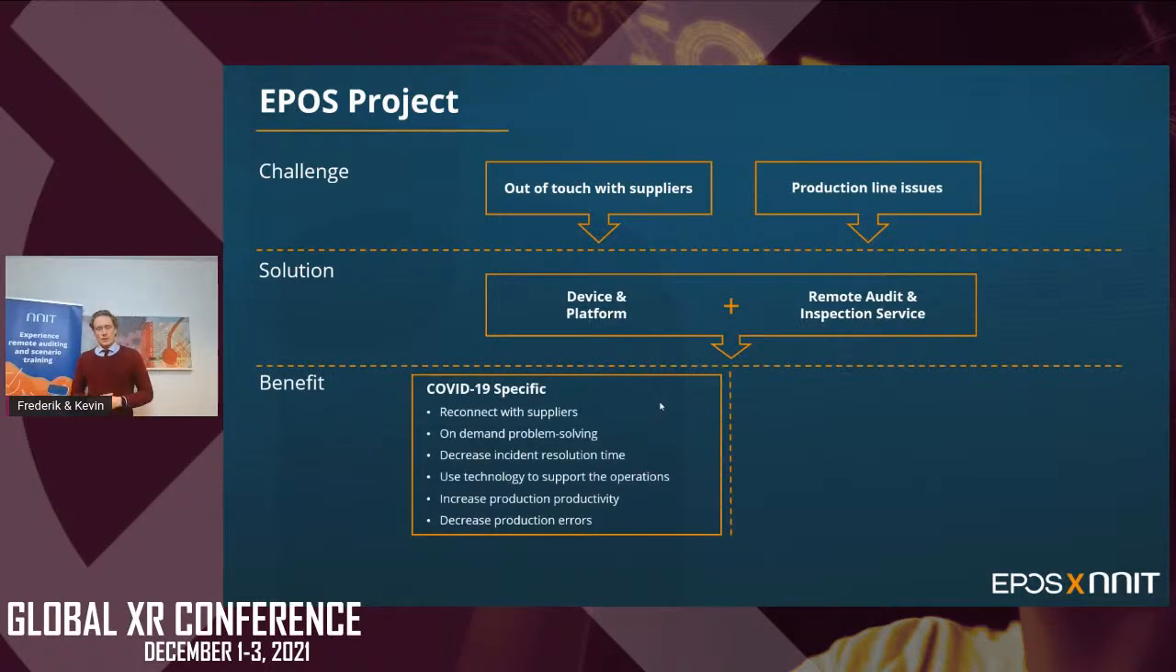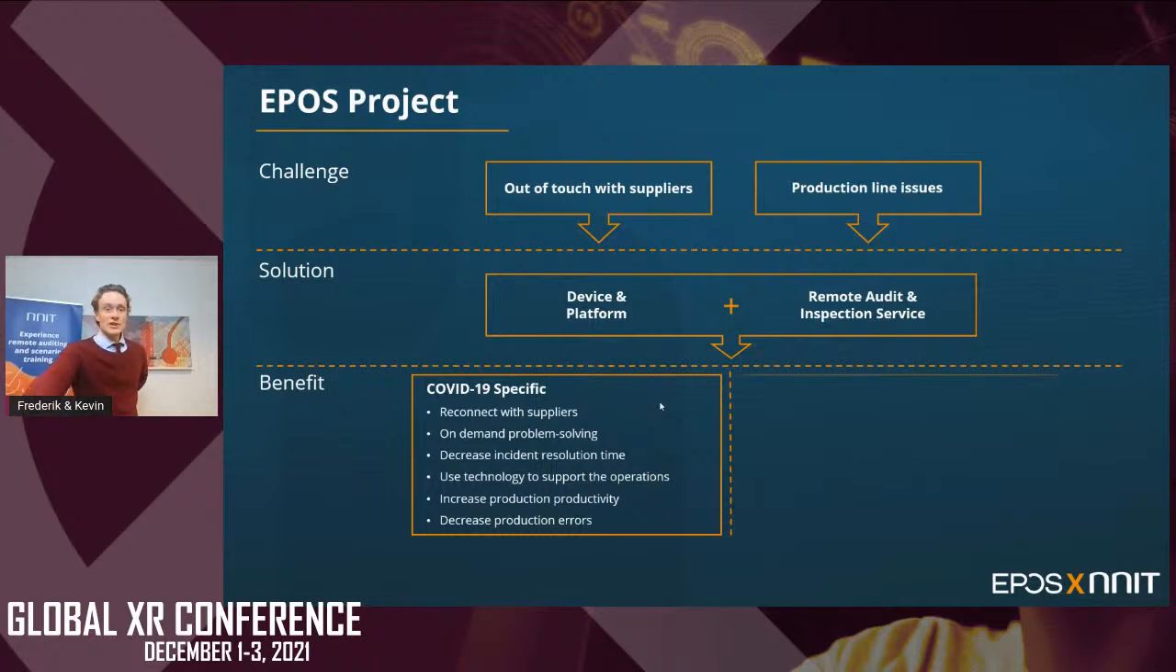And so after this project, or this short proof of concept, we have some quite happy engineers that see these benefits from the technology, and these are the COVID-19 specific ones, which is that they can now reconnect with their suppliers despite not having the possibility to travel there. And you can also get a live problem solving up and running pretty quick. You can just call them with the HoloLens, and thereby decreasing the incident resolution times and using this technology to support their daily operations. And that also increases productivity and in turn decreases production errors.